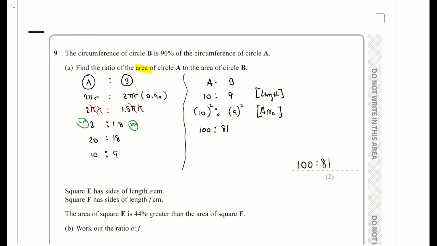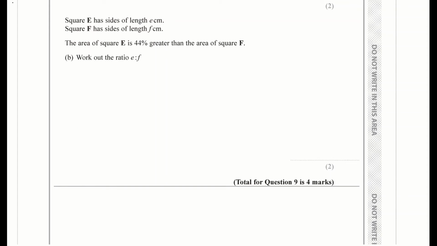Looking now at 9b. So we have a square E and a square F in this case. So let's again draw out what they're giving me. So I have a square, calling it E, and it has a length E, and I have then a square F, and it has a length F. So that's what I'm given.